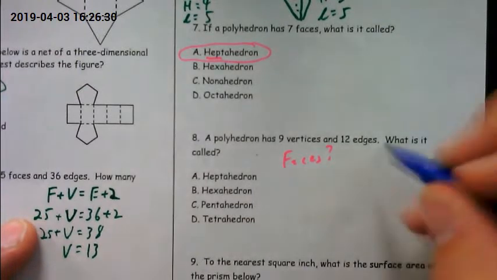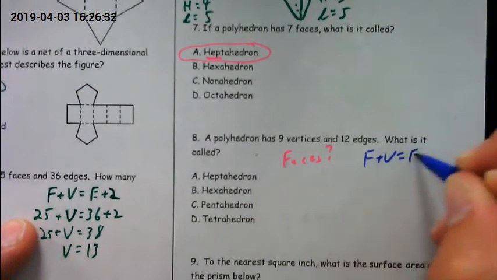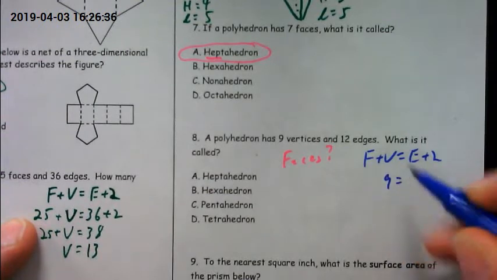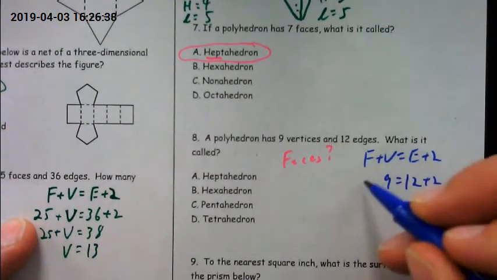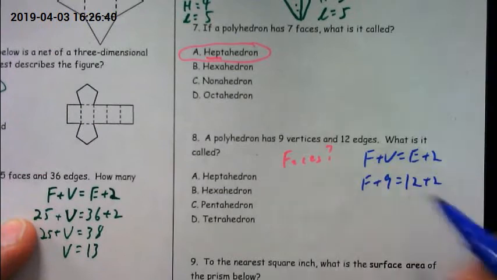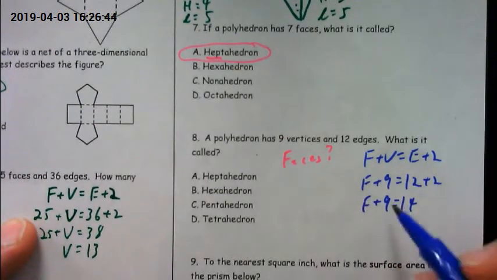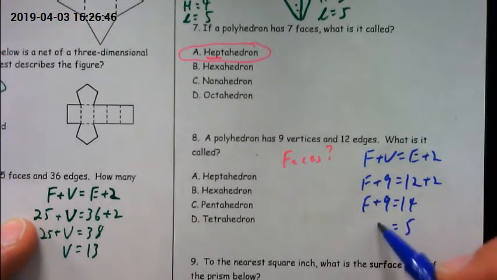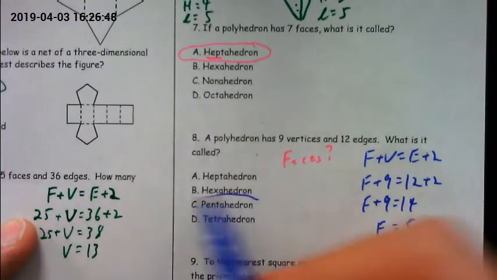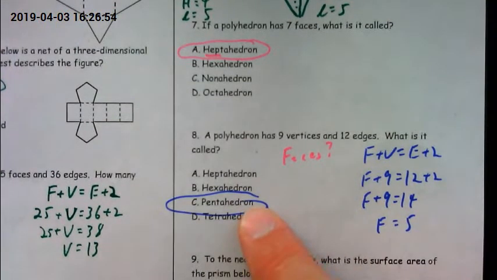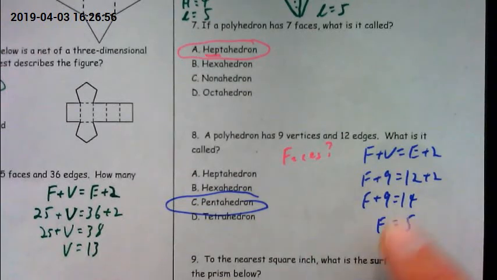Yeah, use Euler's law again. F plus V equals E plus 2. So vertices was 9, edges was 12, and we don't know what the faces are. So we have 14. Subtract 9, you get 5. So we have 5 faces. That's a pentahedron. Again, I wouldn't ask you that part of it. I could ask you how many faces, though.